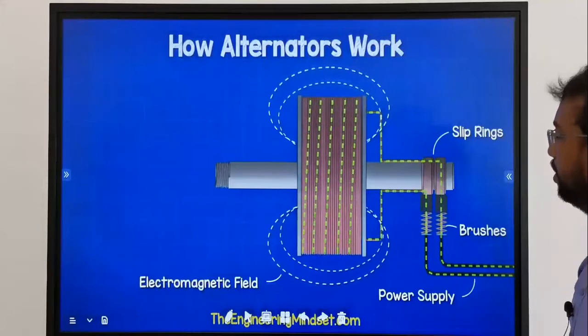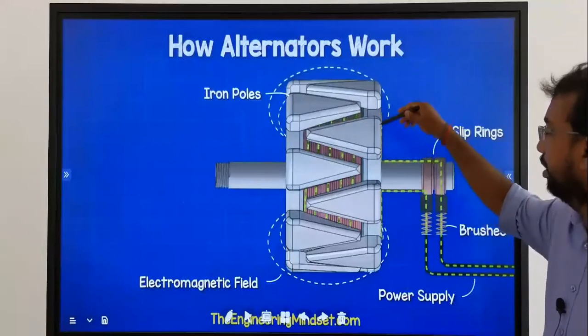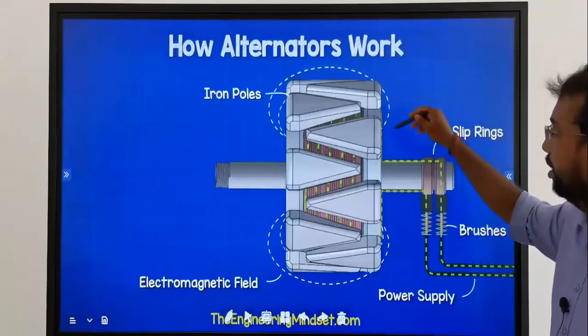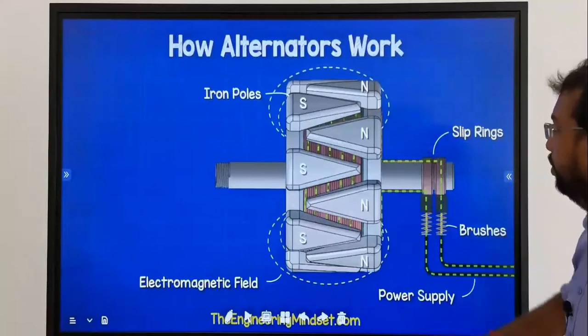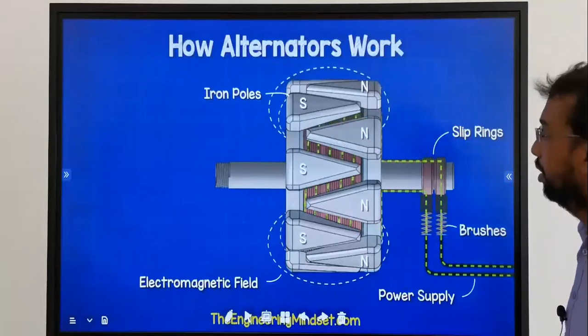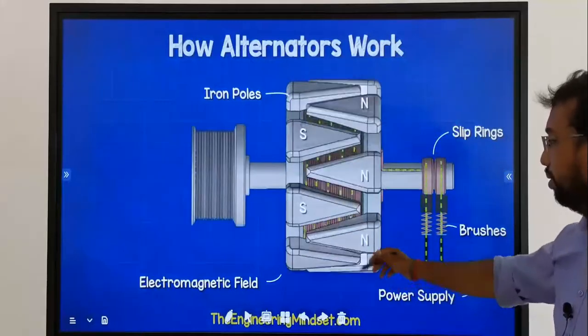Because of this current flowing, the magnetic field is created around the rotor. So now you can see north and south. These are iron poles, so that's the electromagnetic field.